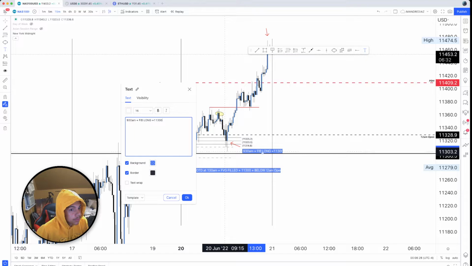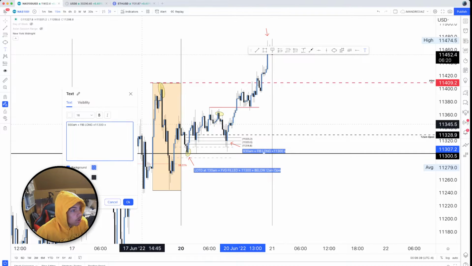We're off by literally 3 points. So I'm going to say we did reject that 11,300 rejection at the fib long at 9:30 in the morning, below the 12 a.m. open. As you can see, price came below that 12 a.m. open and gave us an overall good buy setup.